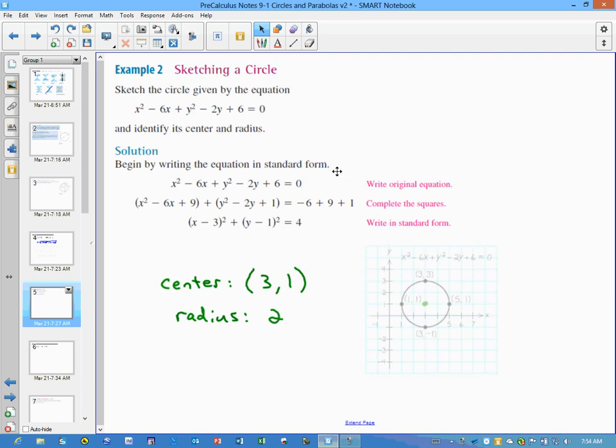So to sketch the circle, first you want to plot your center. And then the easiest way is you take this distance and you go left, right, up, and down to make these 4 points. And then draw a circle through those 4 points, and that'll be good enough for a sketch of the circle. And let's look at one more example of this.